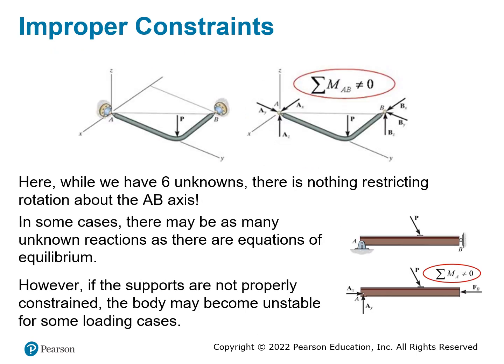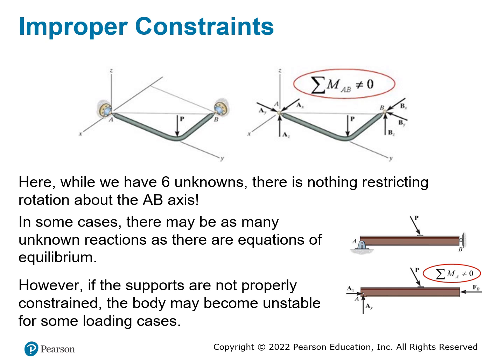So this is a problem called improper constraints. If we have supports to prevent things from either moving or rotating, in the three-dimensional situation we have only 6 equations, and each support will create a different number of unknowns, depending on what kind of support you have.